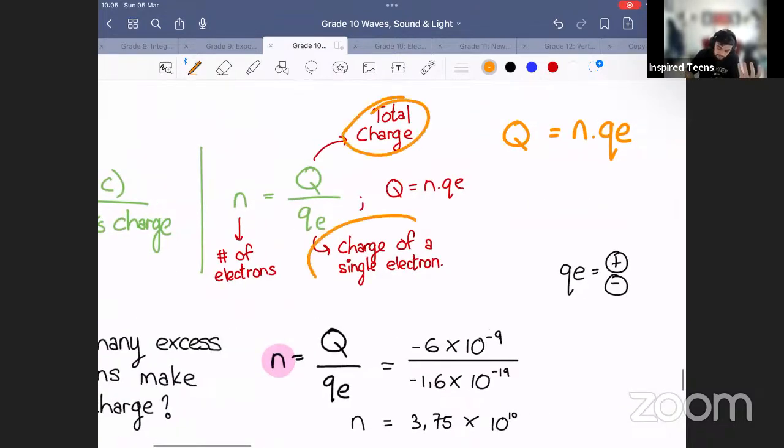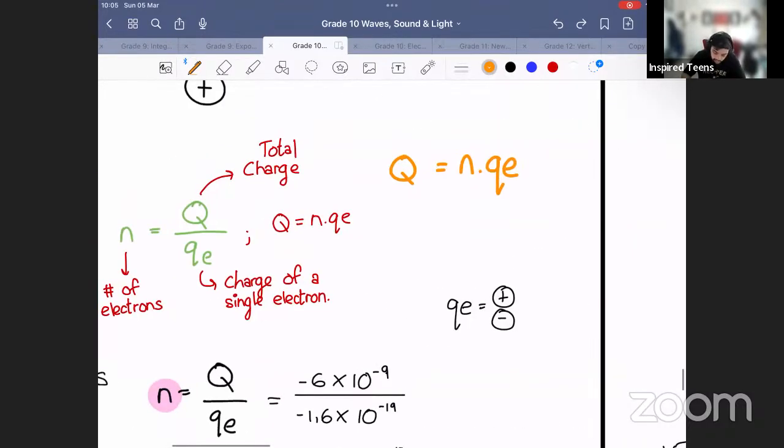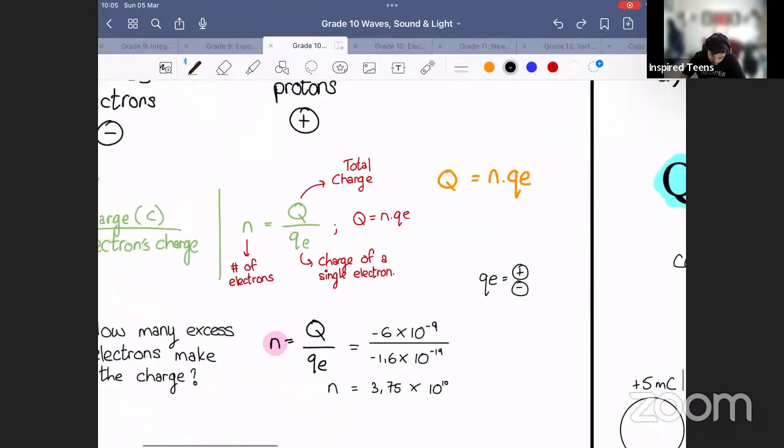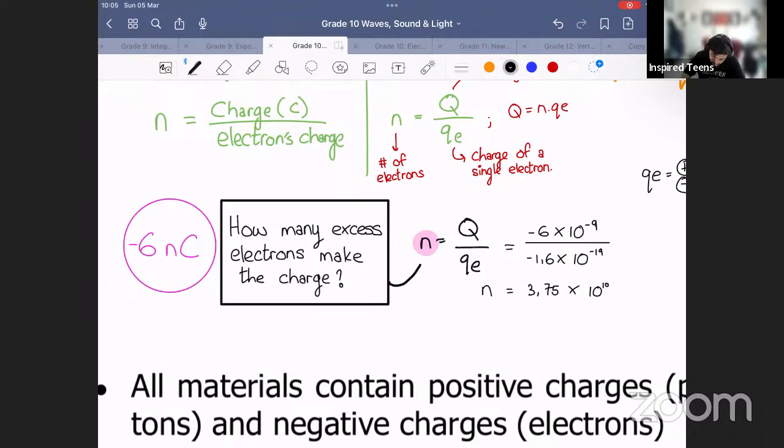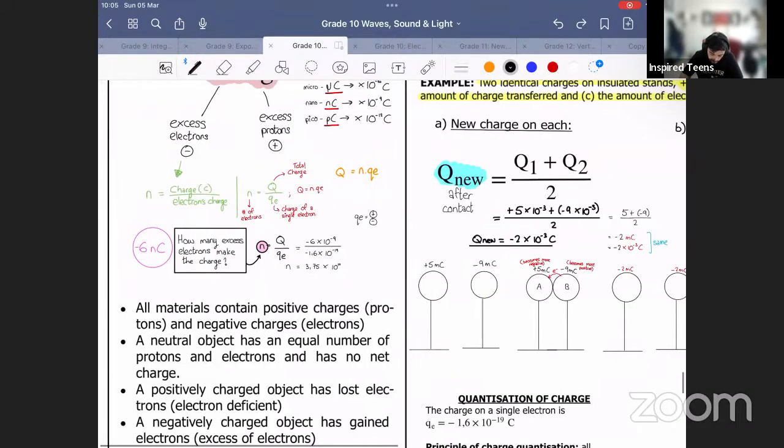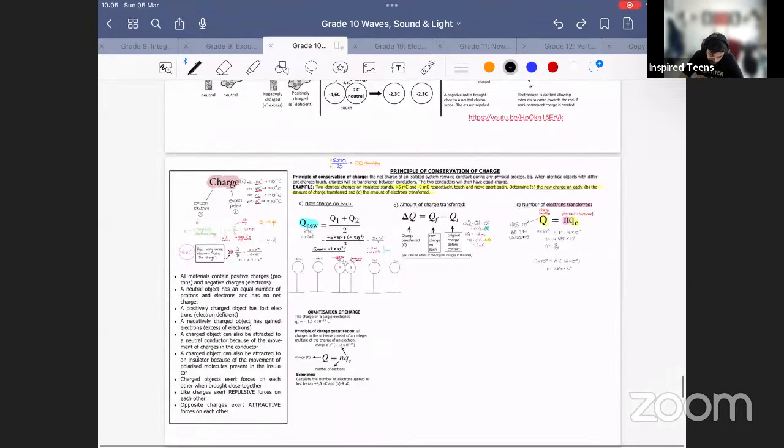You have total charge divided by the charge of a single electron, which gives us the number of electrons. Or, like here, the total charge is equal to the number of electrons times the charge of a single electron. That also makes sense. In this case, they ask us how many excess electrons make a charge, and we need to note that this is the formula that we use with electrons: n is equal to Q over Qe. We need the specific charge divided by the charge of a single electron. That's going to give us the total number of electrons in a specific charge. So that's what we went through. Then we did an example.